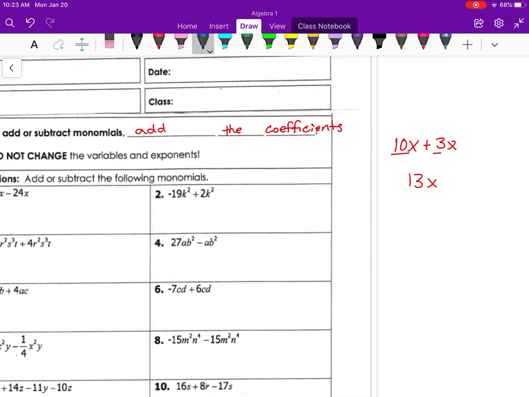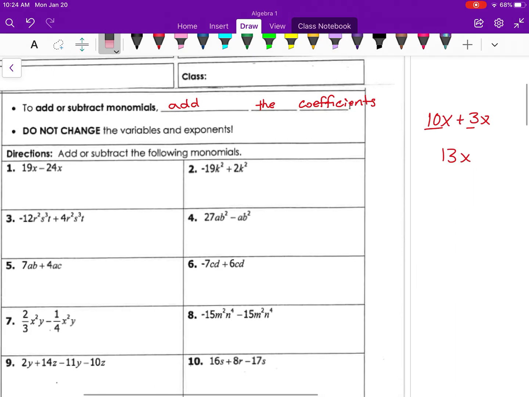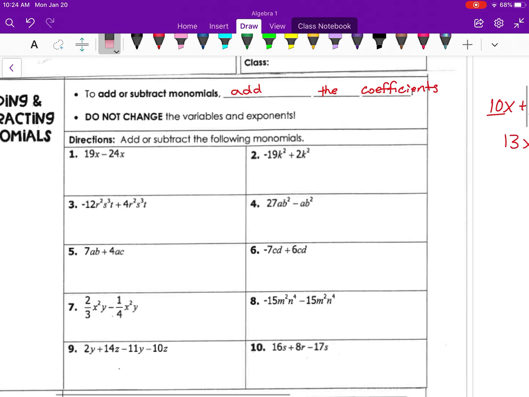You'll be tempted to say x squared because you're like, okay, 1 and 1, they add to 2. That is not how it works when you're adding. That is a shortcut for multiplying powers together, not adding. Okay, so do not change variables and exponents.